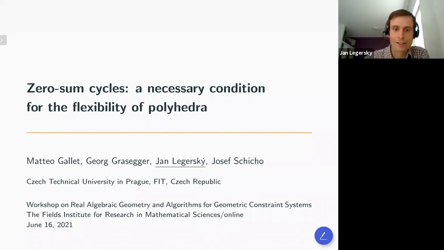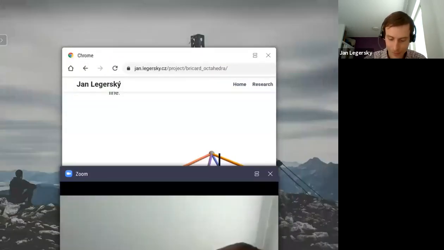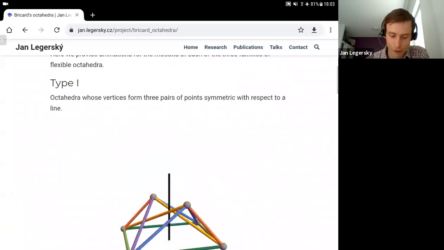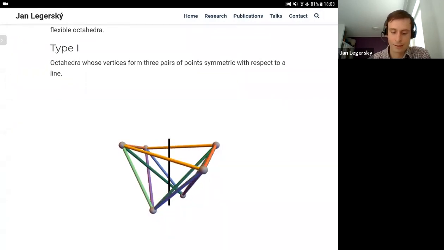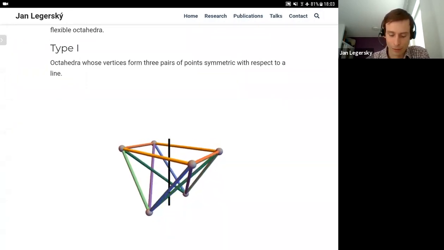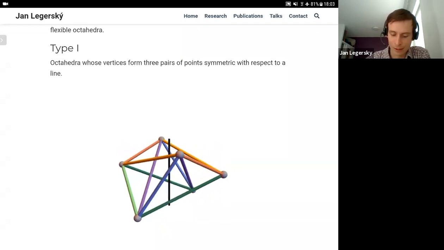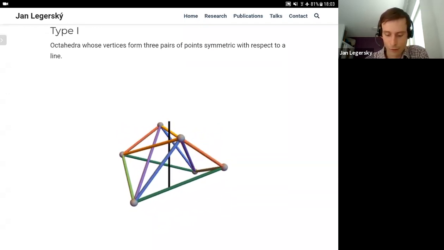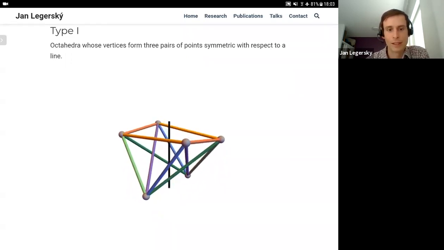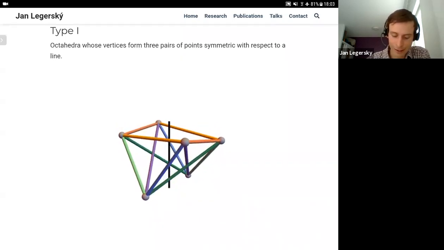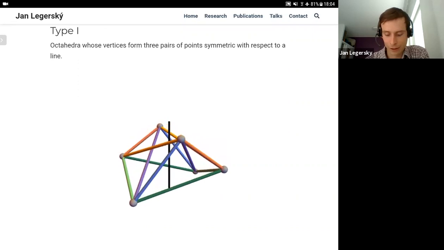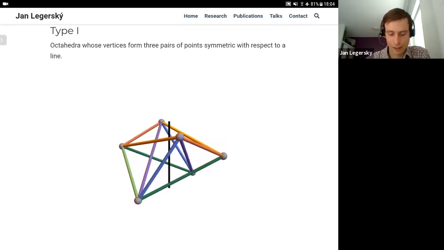So let me start with the best-known flexible polyhedra. I switch to an animation of polyhedra by Bricard, which is actually an octahedron. And Bricard classified all flexible polyhedra. The first type is line symmetric, where pairs of vertices of this octahedron are line symmetric, and just by counting parameters and due to symmetry, such an octahedron can flex, as you can see in the animation.